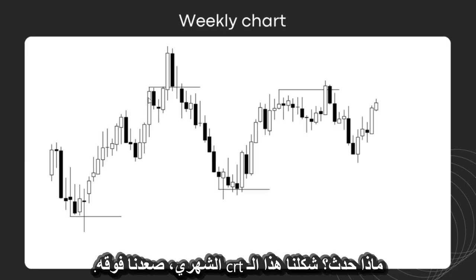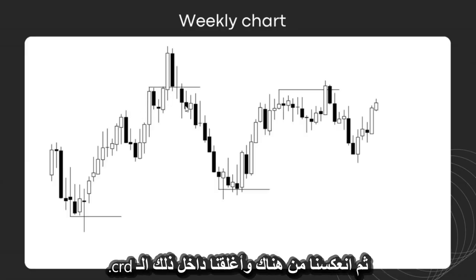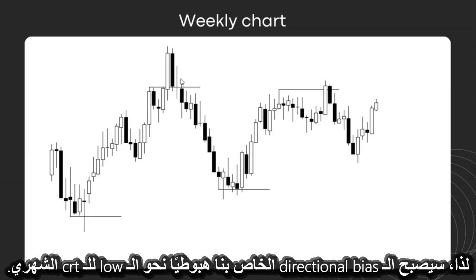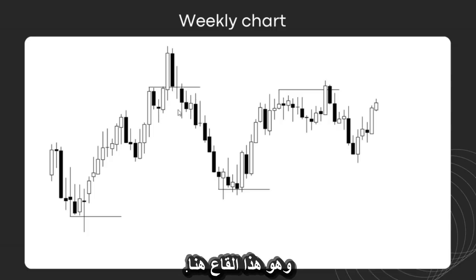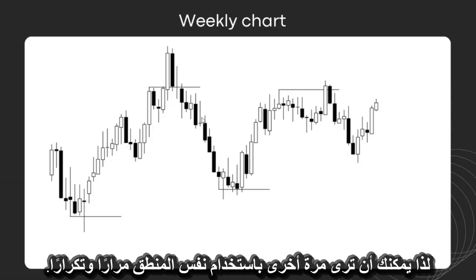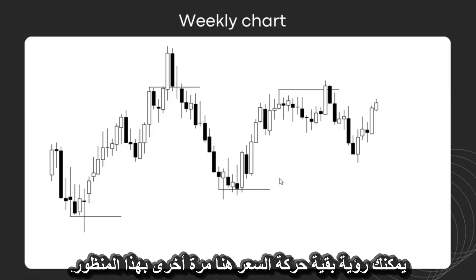Then what happened? We formed this monthly CRT, we went above and then reversed from there and closed inside that CRT. So our directional bias would then become bearish towards the monthly CRT low, which is this low right here. So you can see, using the same logic over and over again, you can read the rest of the price action here with that perspective, right?